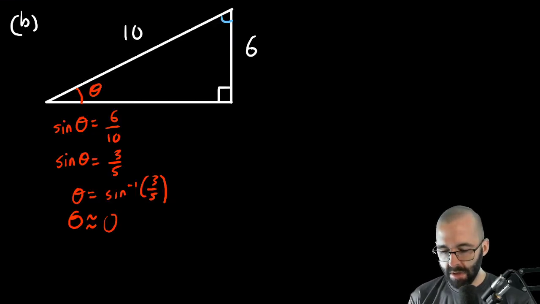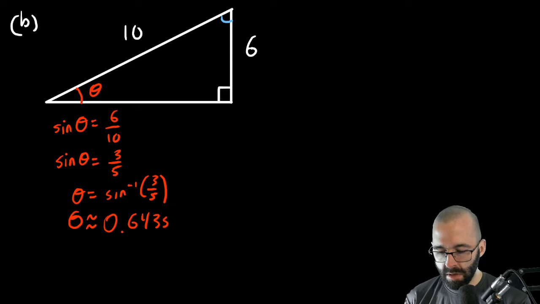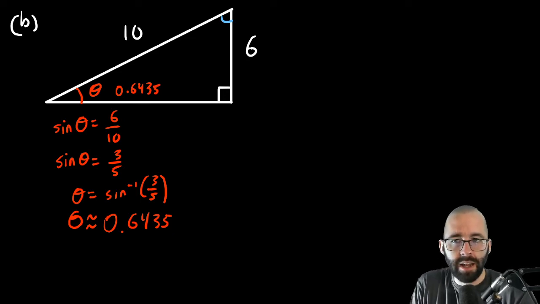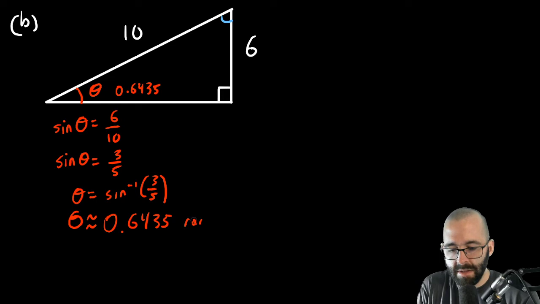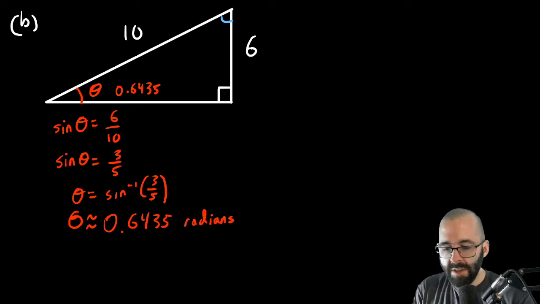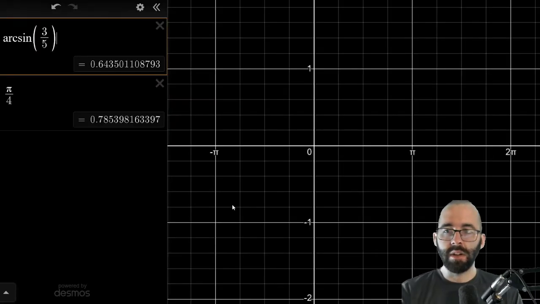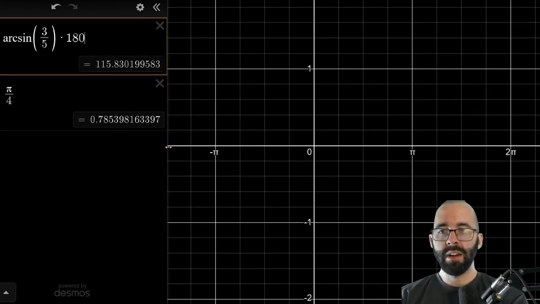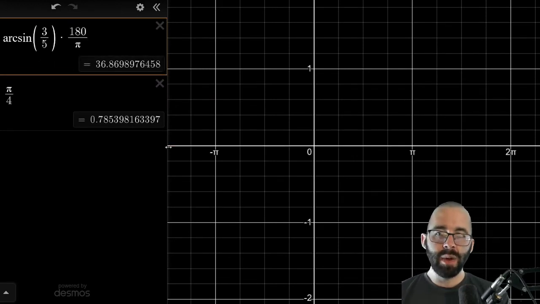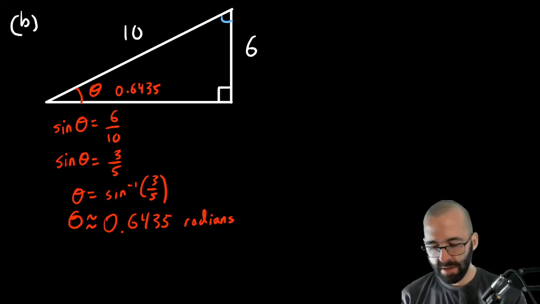0.6435. And we could write that here. 0.6435. And again, this is an angle. It doesn't look like an angle, but it is an angle, right? This is radians. If you wanted to convert this to degrees, you could, right? This is radians, so multiply it by 180 divided by pi. That's about 37 degrees.